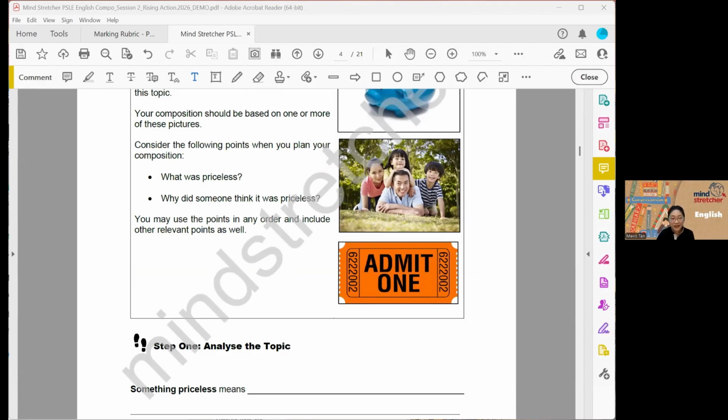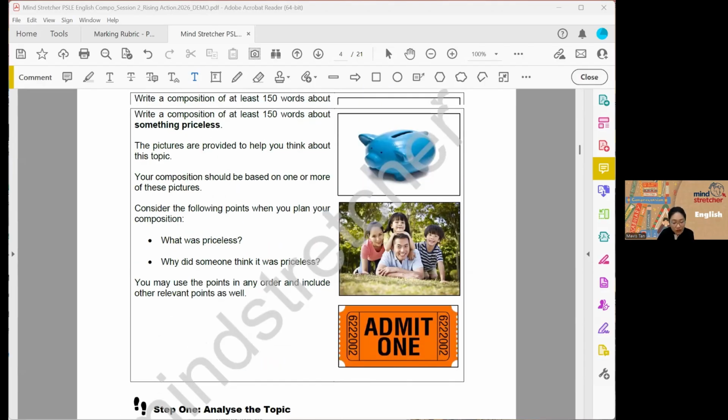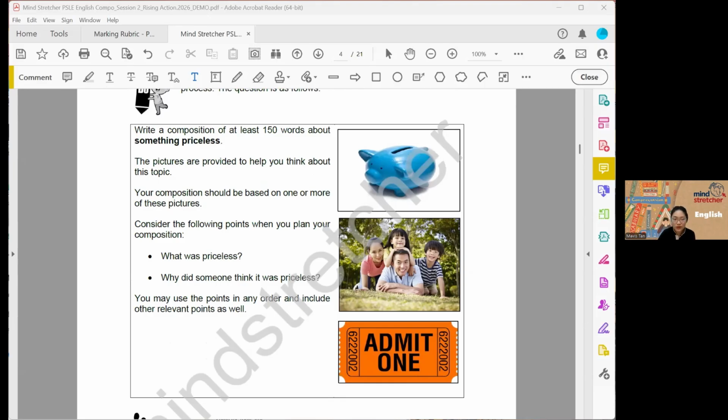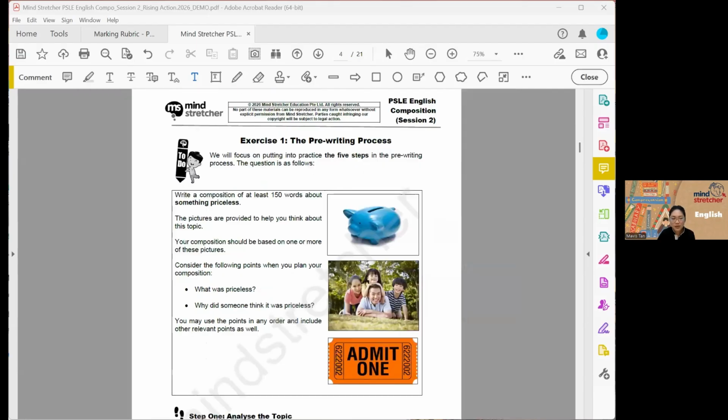Okay, if you have not taken your dinner, it's okay. You can eat something in front of the screen. Okay, have paper, pencil with you, it's okay. All right? Let's take a look at this topic, something priceless. Oh, let me increase the size.